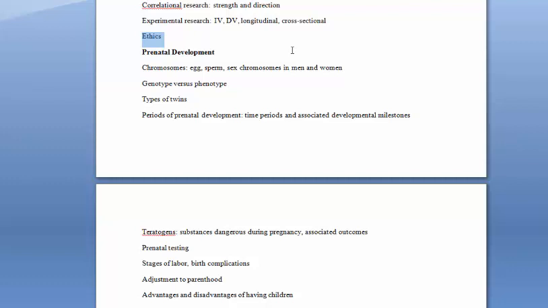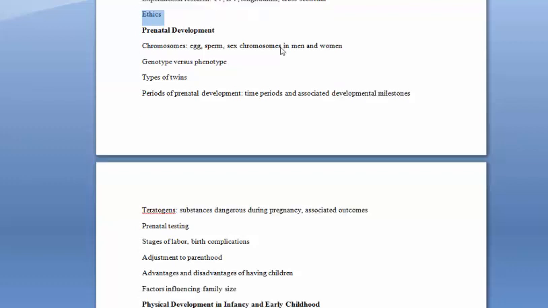But then assent would be when a person is not able to give consent for themselves, usually because of age, because they're less than 18. But then you're saying, even though you're not legally required, I would still like for you to agree to be part of the research so they feel like they have some control over what's happening to them.